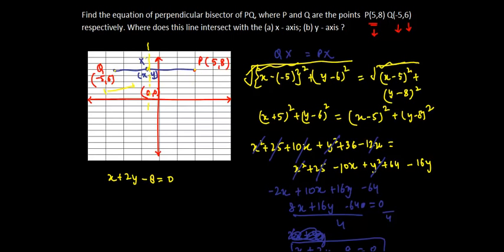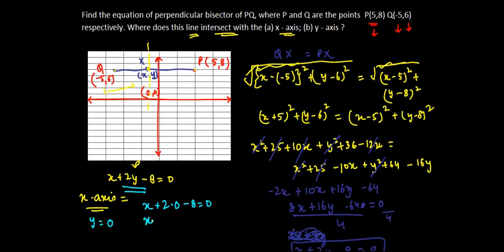Now you are asked to find out where this line intersects with the x-axis. Wherever this line might intersect the x-axis, at that point the value of y will be 0. So if it intersects at the x-axis, we'll put y is equal to 0. So what do we get in this particular equation? We get x plus 2 into 0 minus 8 is equal to 0, or x is equal to 8, right? So the point of intersection will be 8 and 0. Value of x we have put in, y in any case we know is 0.